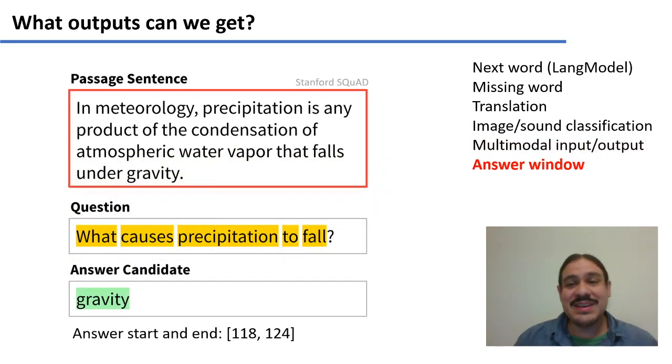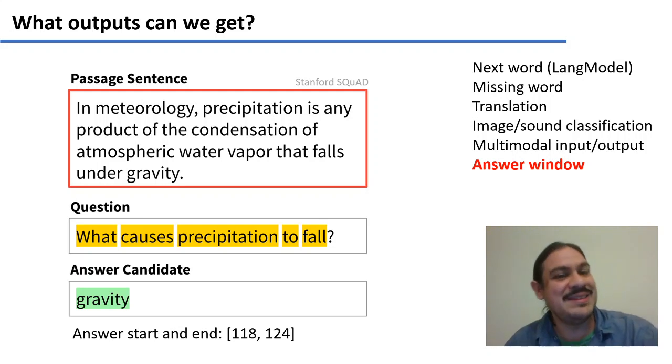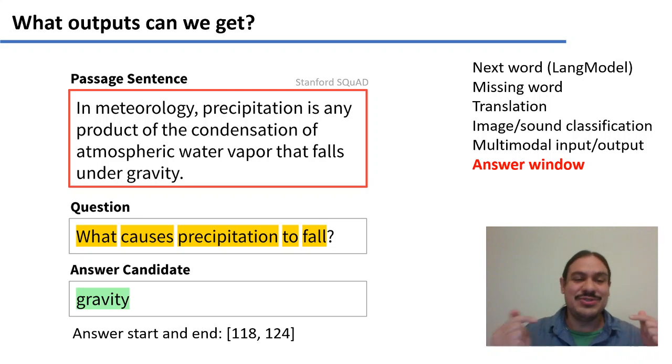Neural networks can do things like provide answer windows. So this is something that BERTs can do. For example, there's a training set called the Stanford SQuAD for questions and answers. And so what the data set has is questions like, what causes precipitation to fall? It has contexts where you can get the answer. In meteorology, precipitation is a product of condensation of water vapor that falls under gravity. And then the answer, gravity.